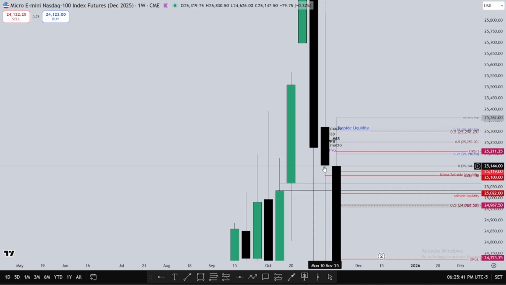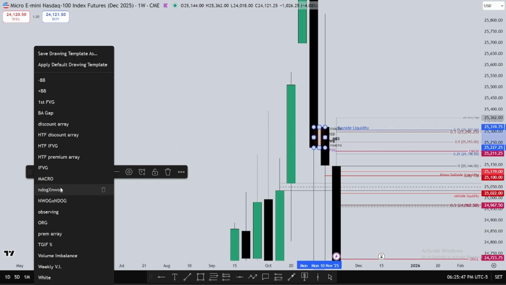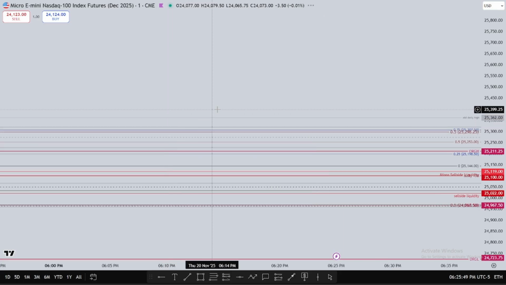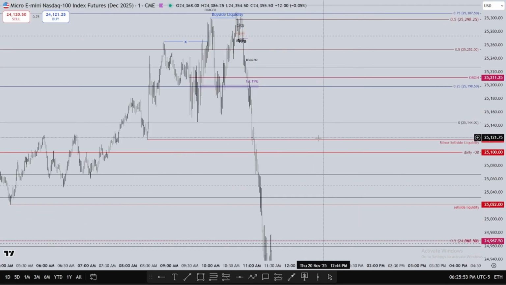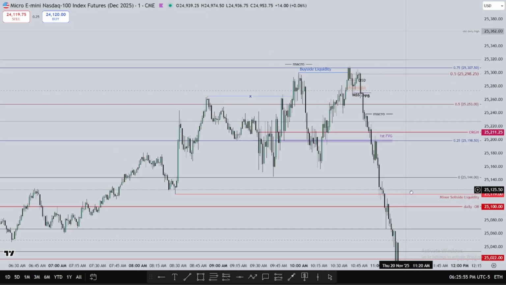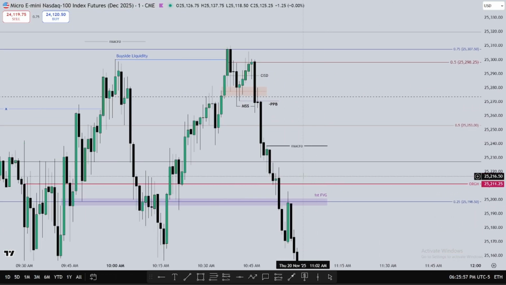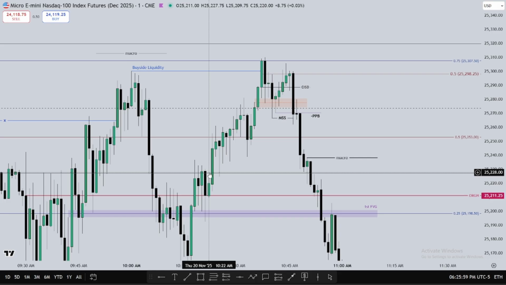Close, open, close, open, close. That's what I was missing. There was something in there that I wanted to add. But, alright, boom. That being said, we failed to reach the inversion.